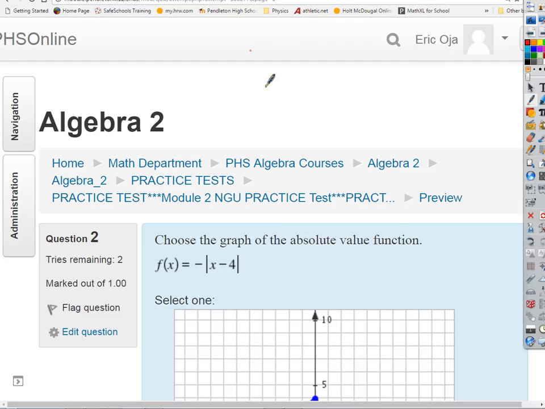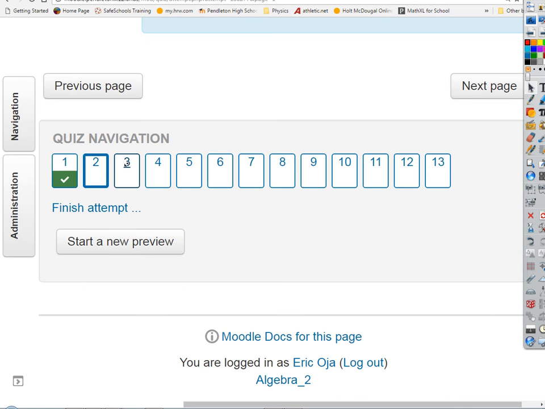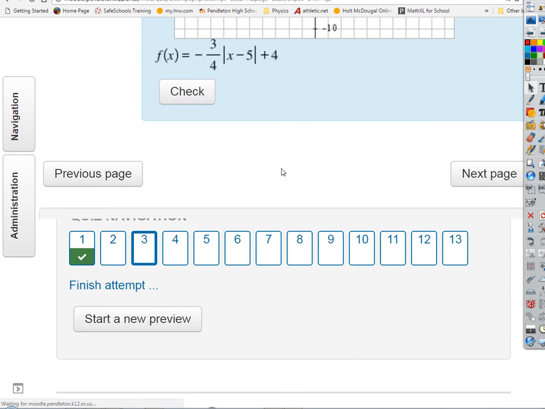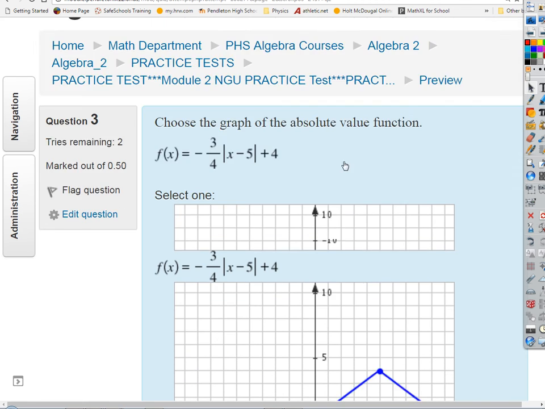Try this one. Everybody, in your notebooks, see if you can write down these values. I want to know here what's A, H, and K.